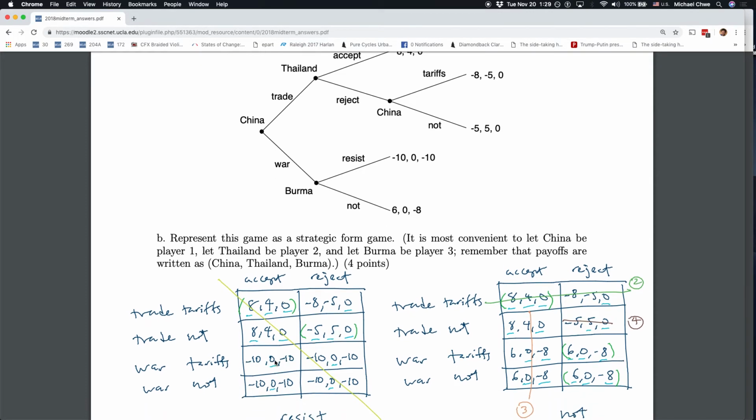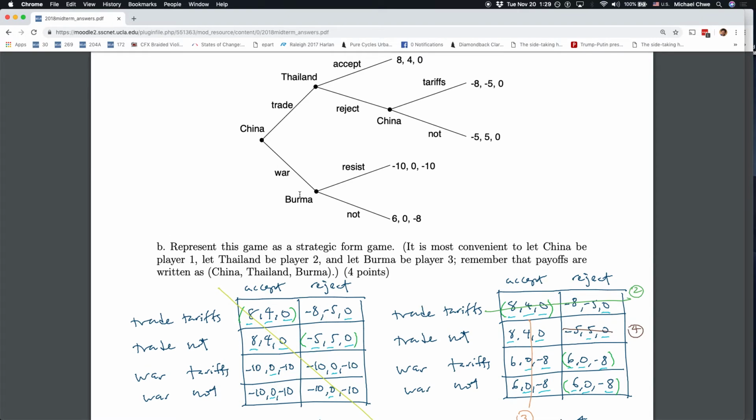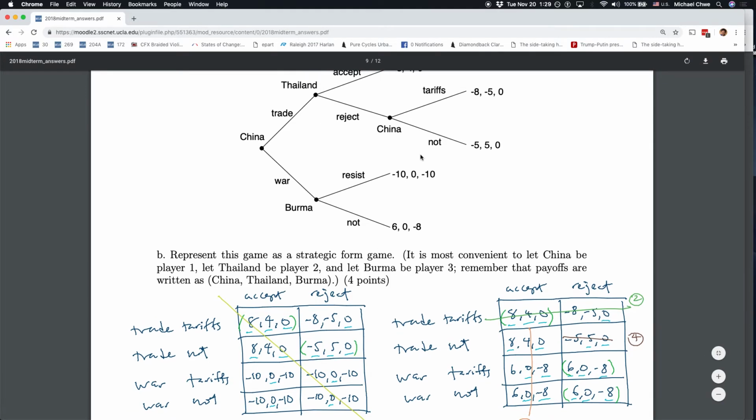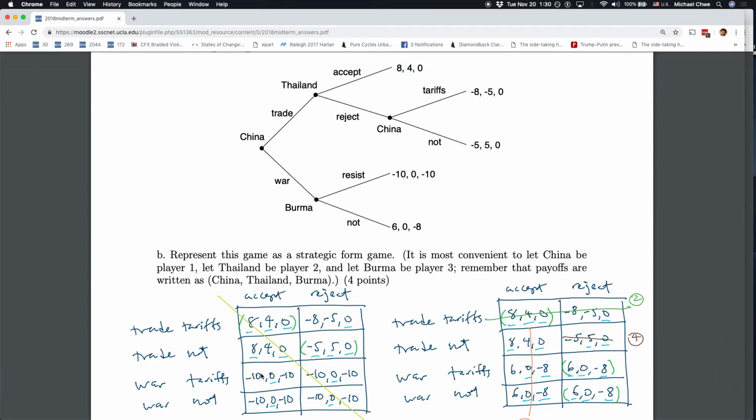How about this one? War, tariffs, accept, resist. So all this stuff doesn't happen. We just do war, resist. We get minus 10, 0, minus 10. That's this. Stuff like that. Any questions about that? Okay.